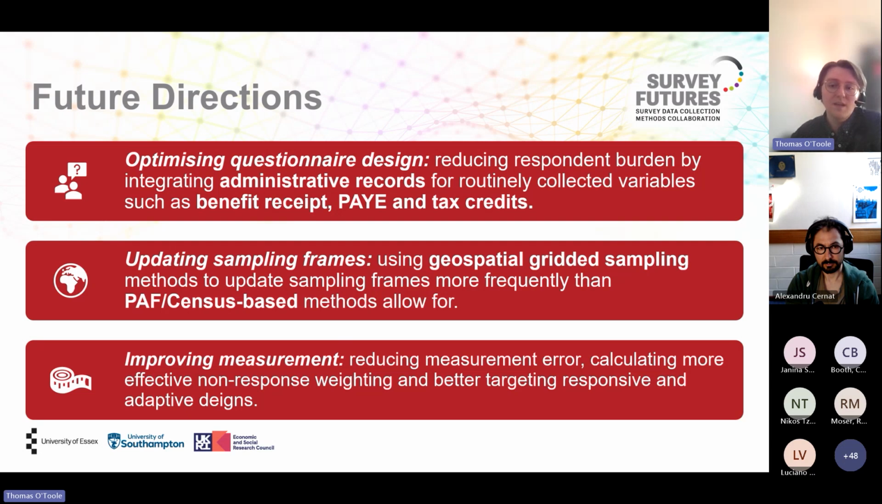On improving sampling frames, there's been a recent ONS proof of concept methods paper, which has applied gridded sampling methods to the UK. And so that might become more of an effective option to update sampling frames in the future, but more work's needed there. And admin and geospatial data and digital trace data can all help to address measurement error and can also help to introduce variables to calculate more effective non-response weighting and also to better target responsive and adaptive survey designs. And we'll cover these a little bit more in the next phases of our project.